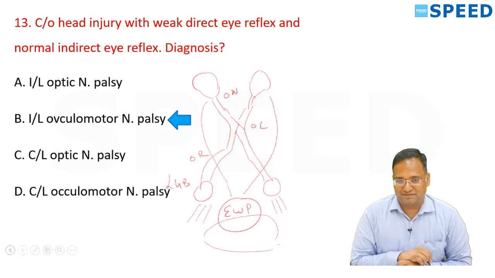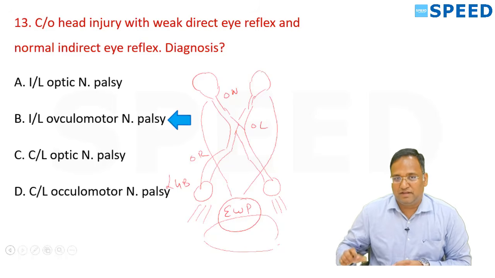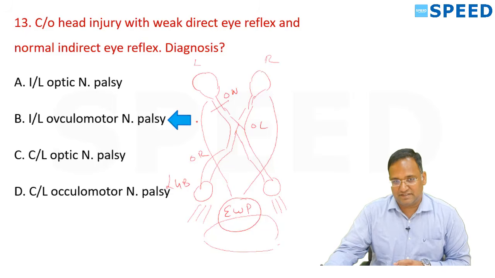Somebody asked a question. You understand now? Injury at this level will cause complete blindness of that eye. Suppose this is left and this is right. Transection at this part will cause what? A complete loss of vision. If there is a pituitary tumor sitting here, at the optic chiasma, it will cause what? Bitemporal hemianopia.